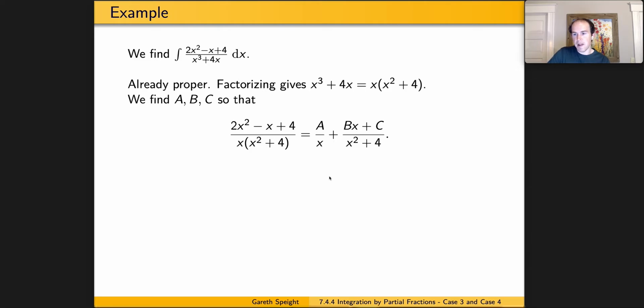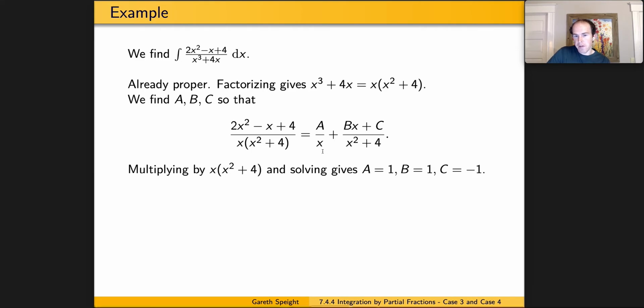We would follow the same steps as we've done in case 1 and 2. We multiply by x times x squared plus 4, then we sub in different values of x. In this case, there's only going to be one natural value of x, which is x equals 0. That's going to make things go to 0. And you would have to just substitute 2 more values of x. If you have 3 unknowns, you need to substitute 3 values of x to find the constants. But I'm going to skip over that, maybe do some examples in class, because it's just solving simultaneous equations.